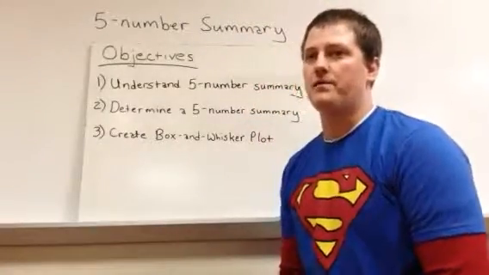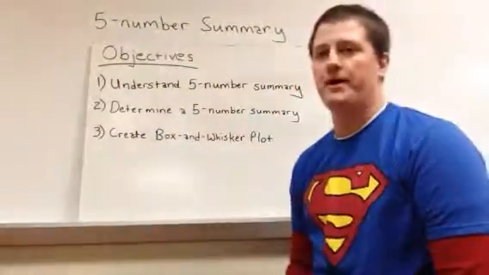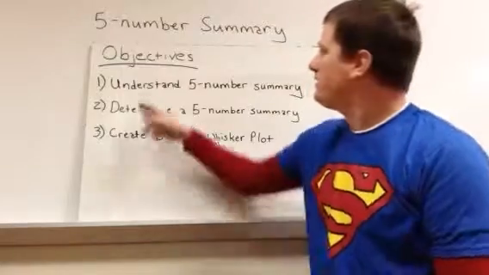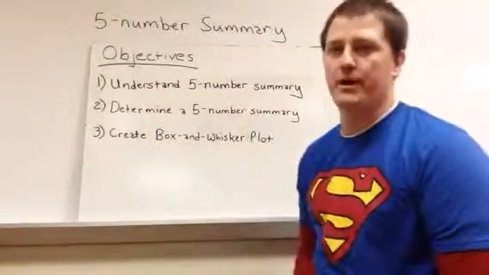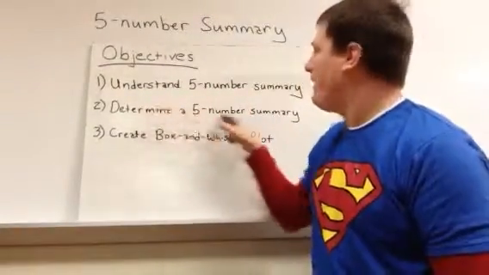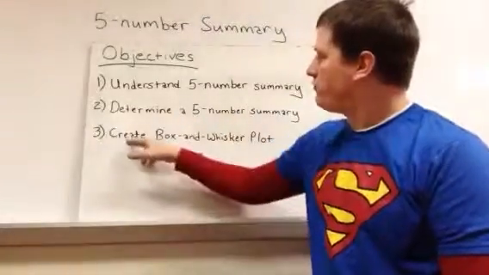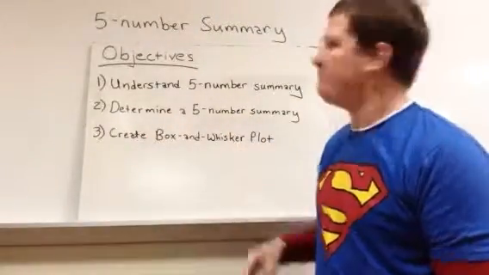In this lesson, we're going to be looking at the 5-number summary. Our objectives are to understand the 5-number summary, to determine a 5-number summary, and to create a box and whisker plot.